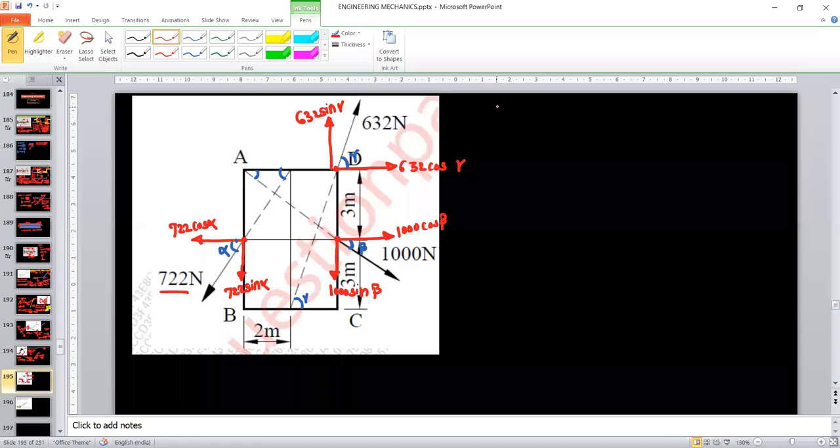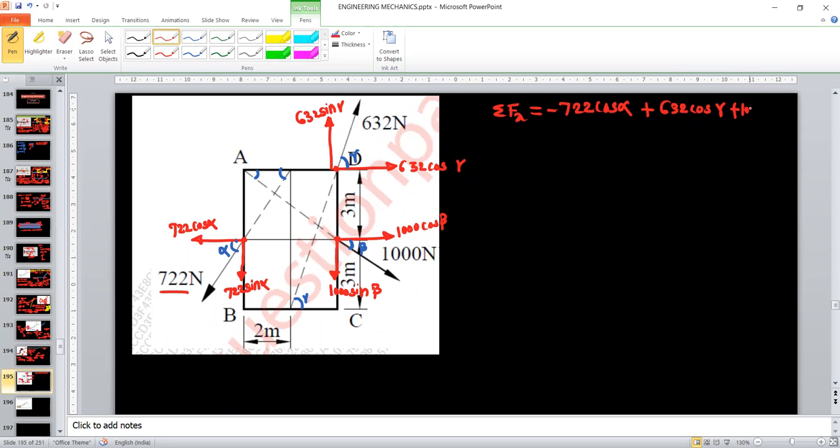So your next step will be to write summation Fx. For summation Fx, 722 cos alpha is on the negative side, so this is minus 722 cos alpha. 632 cos gamma is on the positive side, so plus 632 cos gamma. And again, 1000 cos beta is also positive, so plus 1000 cos beta. Put the values of alpha, gamma, and beta and get this total value, which is summation Fx.